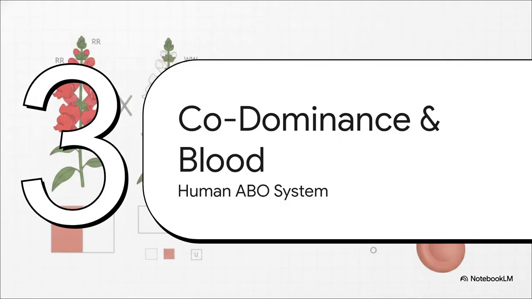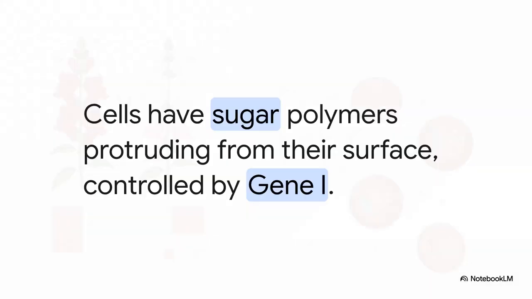Part 4. Codominance and blood types. Let's move away from plants and into human biology to see how this builds on our cellular understanding. While incomplete dominance gave us that blending effect, codominance does something entirely different. Human red blood cells are actually fascinating. The plasma membrane of these cells has these tiny sugar polymers protruding directly from the surface.